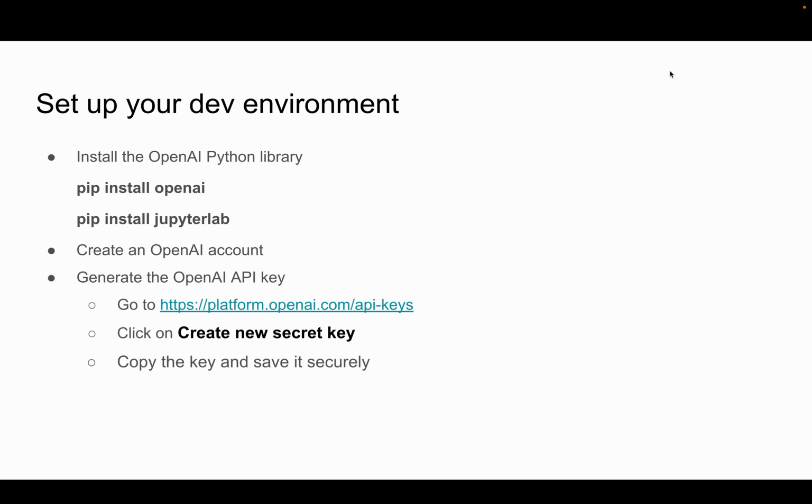And then we can install the OpenAI Python library by running pip install openai. And also we are going to use JupyterLab for running Python. JupyterLab is an interactive Python environment where you can run Python code and see the output.